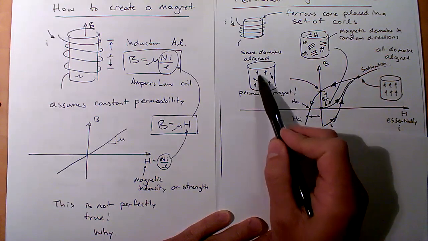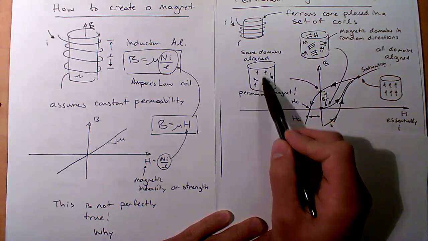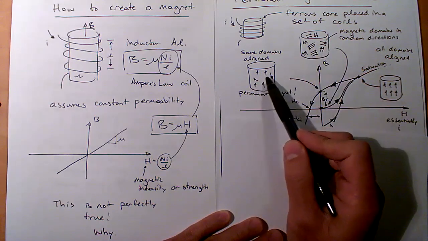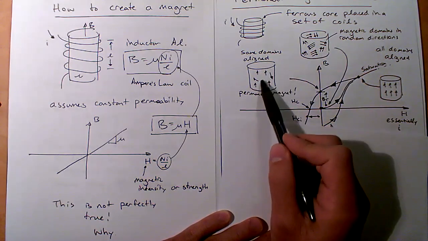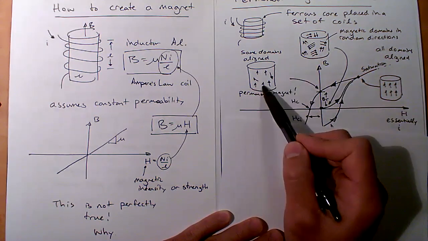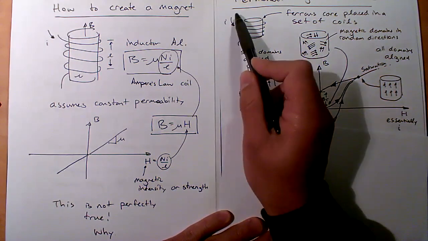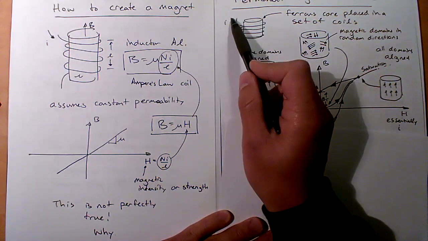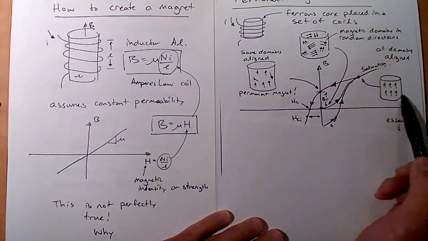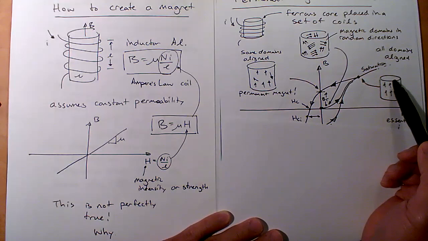I have the domains pointed up, but maybe a few relax back to their original random direction. But a lot of them are pointed in the same direction as that magnetic field from the current. And that's your permanent magnet. That's how you create one. So these coils are usually huge. They're thick so that you get a lot of current running through it. So you get a lot of magnetic field, so you can really snap those domains in the direction you want.